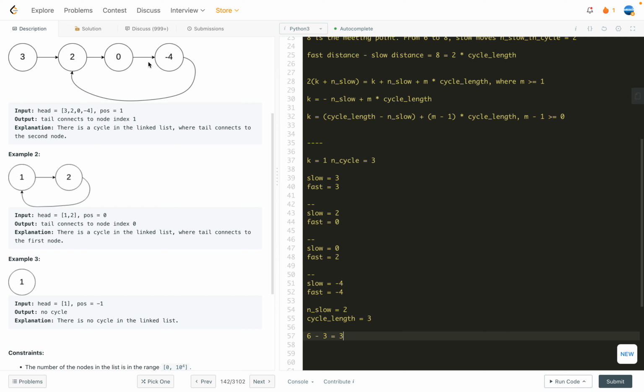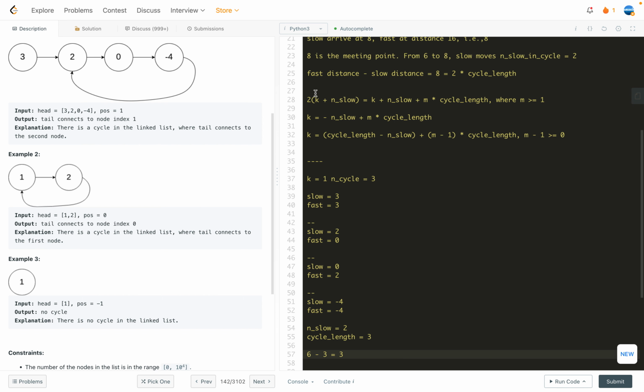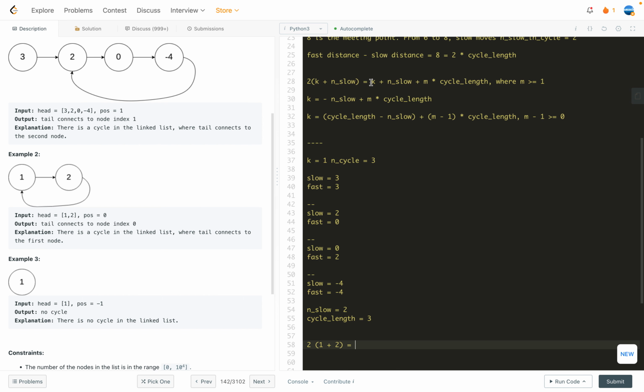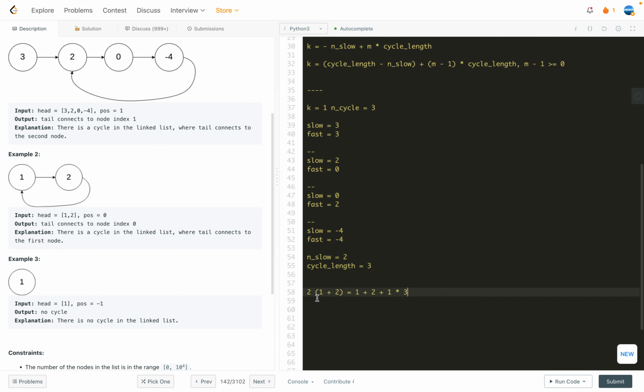So here, let's see how many steps. 1 step, 2 step, and 0, and the third step, 3 steps. So let me write like this. We know 2 times k equals 1, because we just need 1 step to arrive at the entry point. Then plus the n_slow, the steps after the slow enters, so this will be 2, right? So this will be equal to k, which is 1, plus n_slow, which is also 2, plus 1 times the cycle length, that is 3. So this is the equality, right?